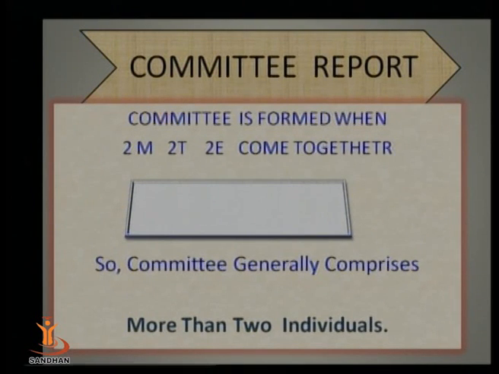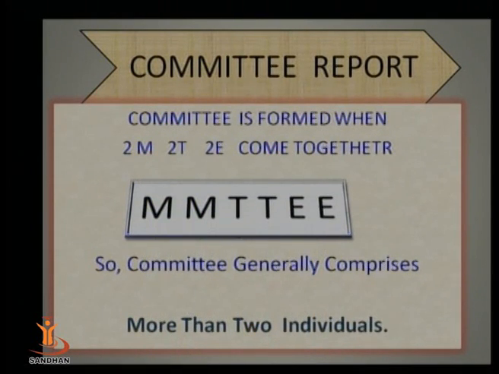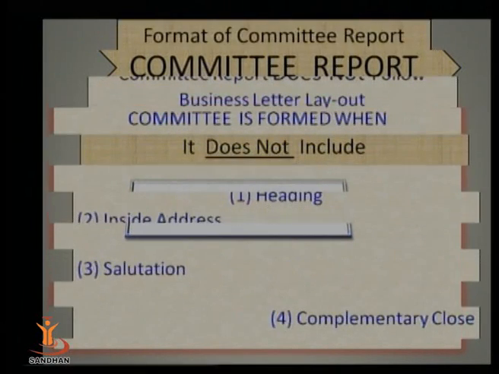Then the committee report. After the individual report you will see the committee report. A committee has a very unique spelling in which you have 2M, 2T and 2E. That is why you could say a committee is formed when 2M, 2T and 2E come together, which also says that a committee generally comprises more than 2 individuals. You need more than 2 individuals in a committee generally.